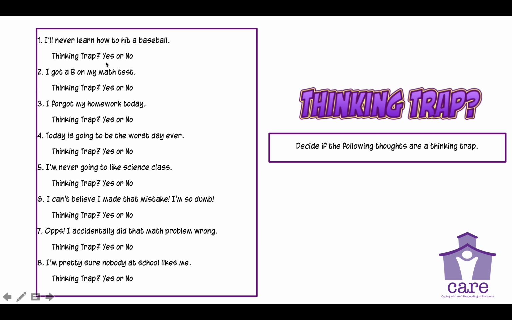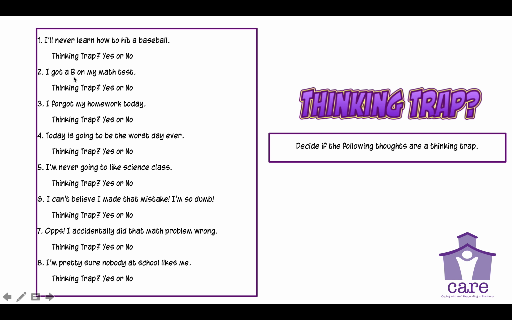That's a thinking trap because that's a bit of an over-exaggeration. When we say, "I'll never learn how to do this," well, yeah, we probably will learn how eventually. It might not feel like it right now, but that's an exaggeration. So that would be a thinking trap.